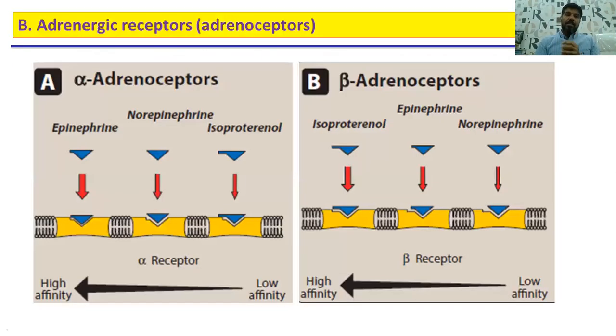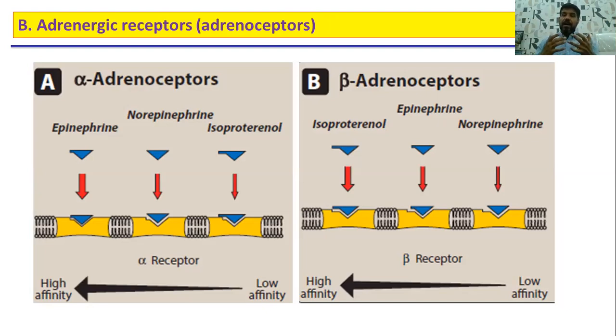So what about the adrenoceptors, or adrenergic receptors? There are two main kinds of adrenergic receptor. You remember we mentioned that there are many kinds of cholinergic receptors: nicotinic and muscarinic, and for muscarinic there are M1, M2, M3, M4, M5. Here, for adrenergic receptors, there are two main divisions: alpha adrenoceptors and beta adrenoceptors.